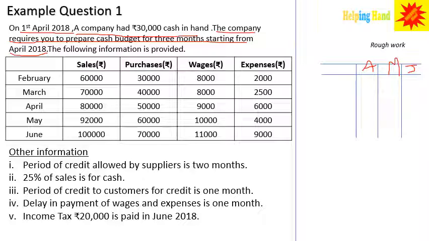The following information is provided. So they have given you this table which shall give you the whole information relating to the incomes and the expenses. After which they have told us other information which is given to us.